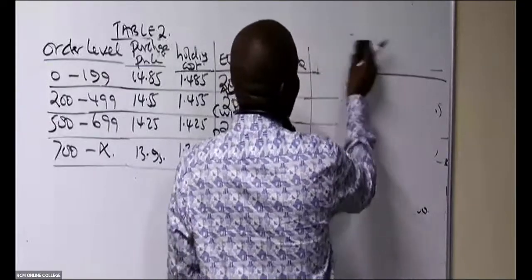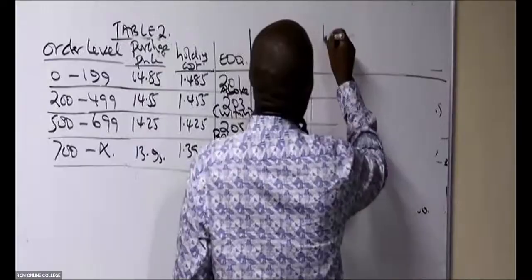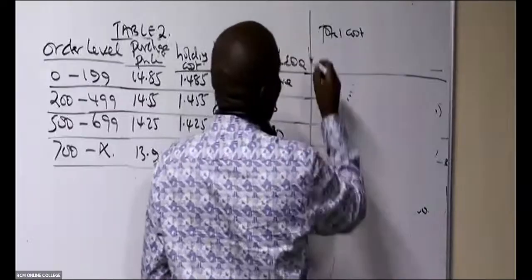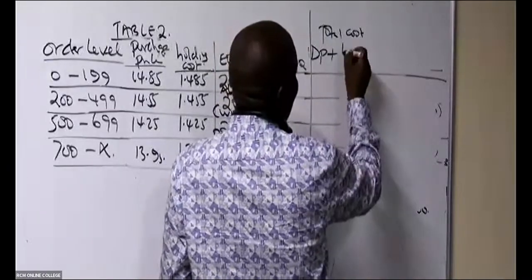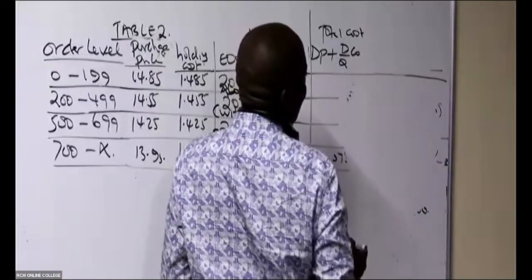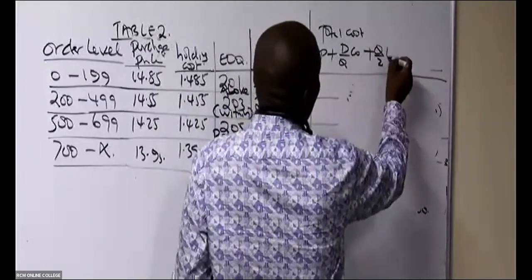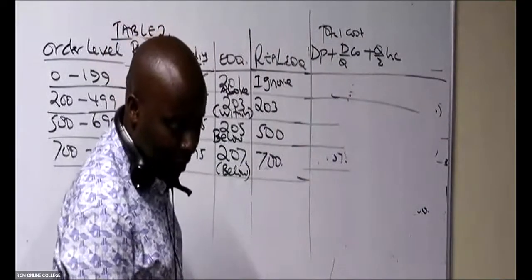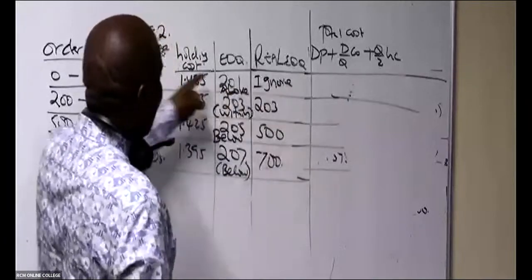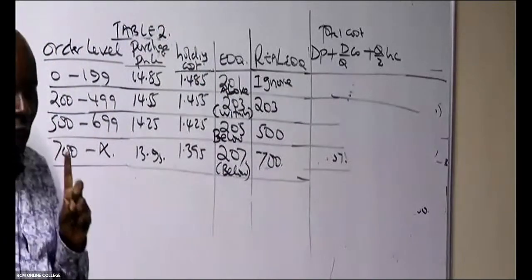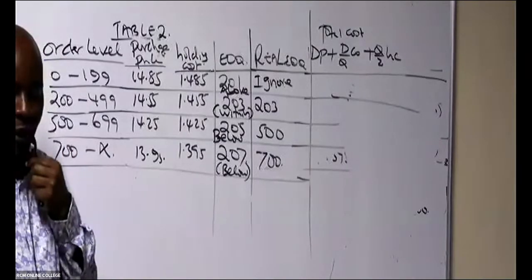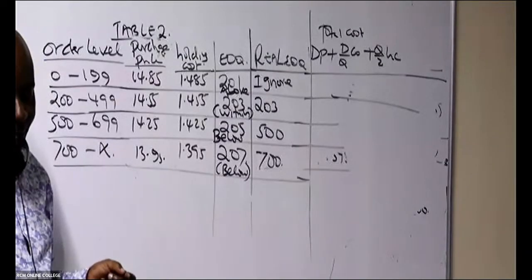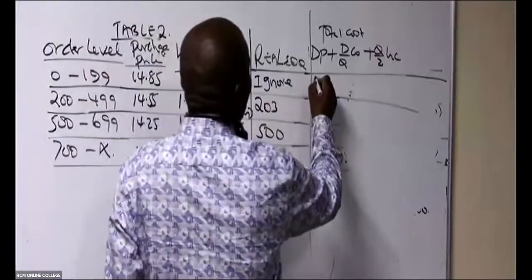Let me write this well. To get total cost, what do we do? To get total cost, my friends, we shall use the concept of DP plus D over Q, CO, plus Q over 2 HC, like that. Yeah, so please look at what I will do. The annual demand, all of us, we know what the annual demand is. Are you able to remember that number? It will always remain constant, 15,000. So I will take 15,000.